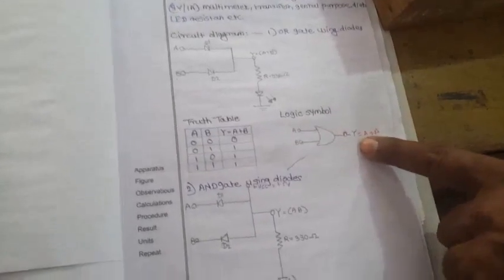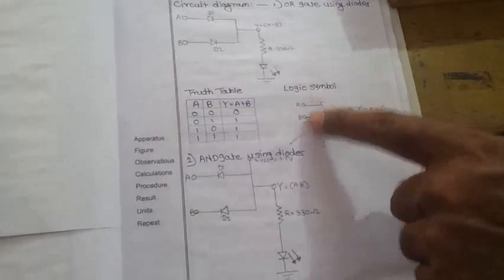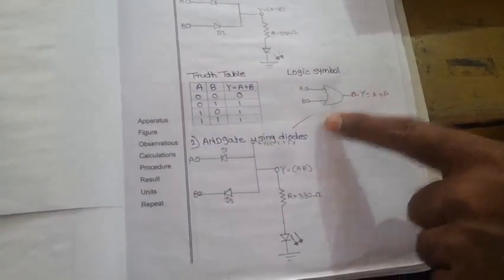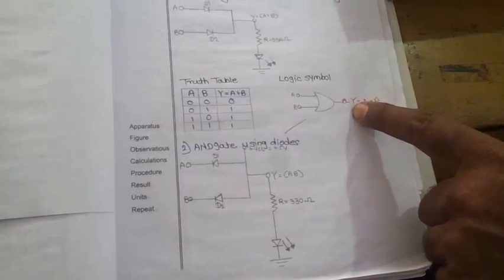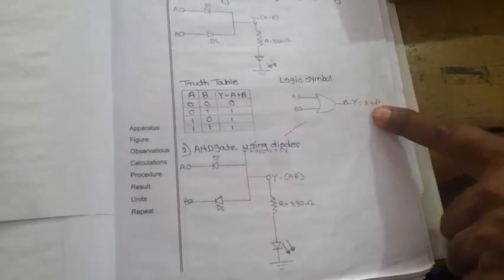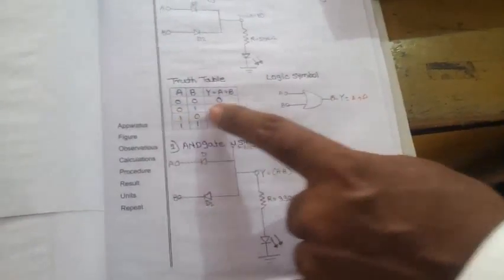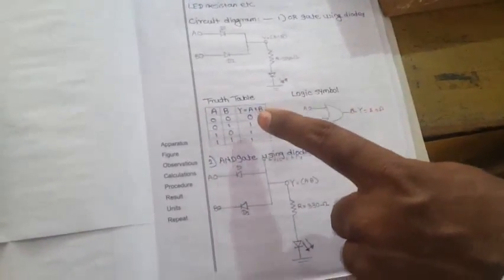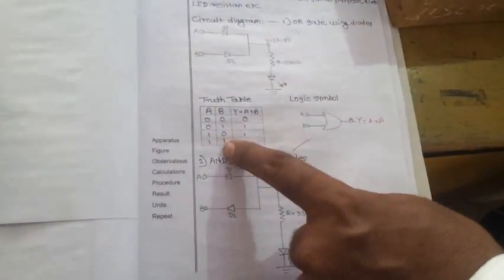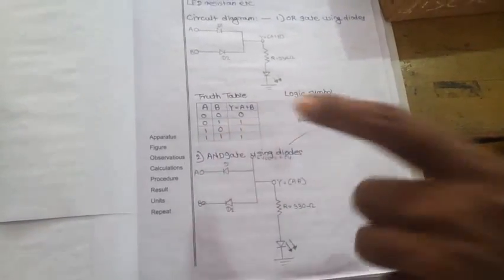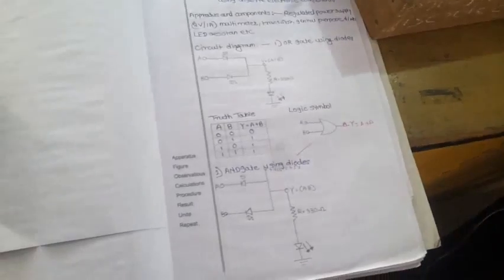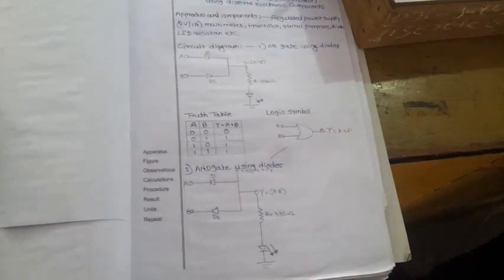This is the logic symbol. These are the two terminals, input terminals A and B, and output terminal Y is equal to, the operation is A plus B. Here 0 plus 0 is equal to 0, 0 plus 1 is equal to 1, 1 plus 0 is equal to 1, and 1 plus 1 is equal to also 1. Here high state shows the output high. In second operation, AND gate using diodes.